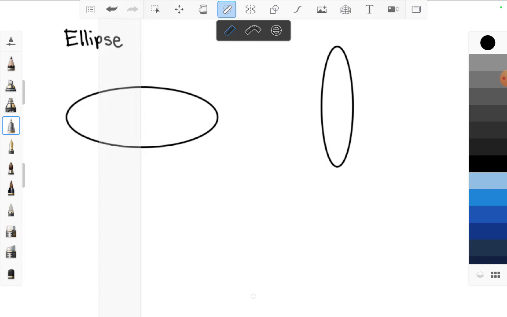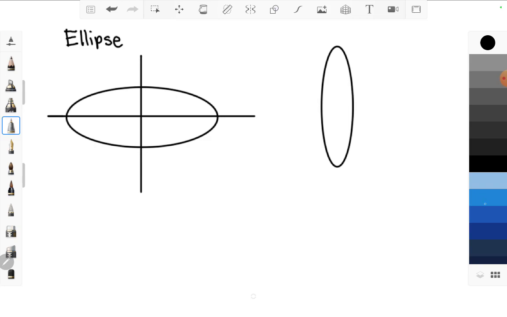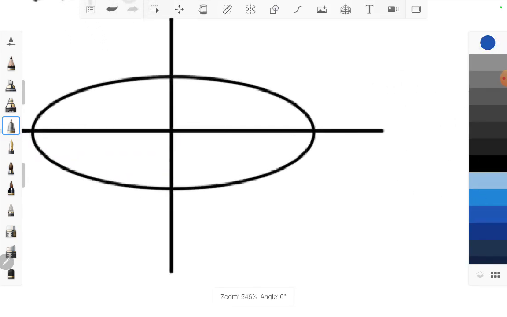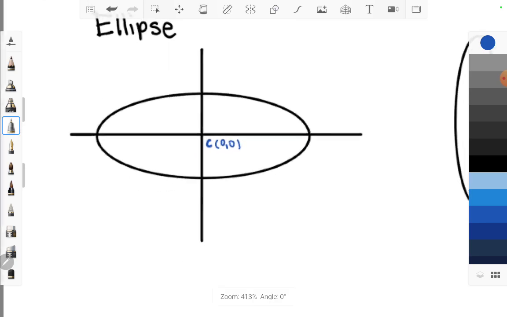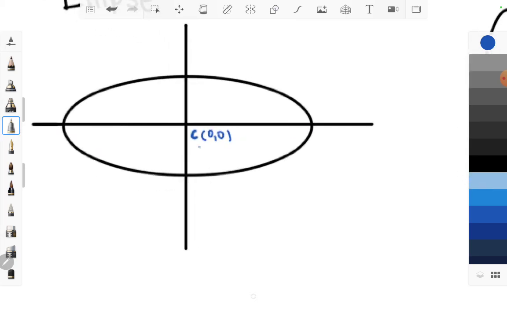Okay, of course we have our center. So in this example, let our center h and k be at (0, 0). So the center is (0, 0), or if your center is not at the origin, we may call our center h and k.